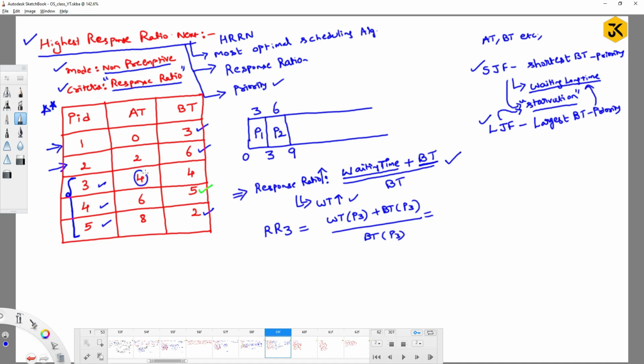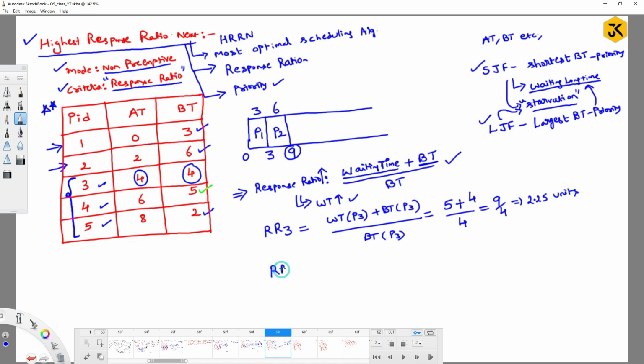Process 3 arrived at 4 units of time. Now, what is the current time? 9. So the waiting time of process 3 so far is 5 units, plus what is the burst time of the process? 4, divided by 4, which is 9 by 4, around 2.25 units. That is the response ratio.